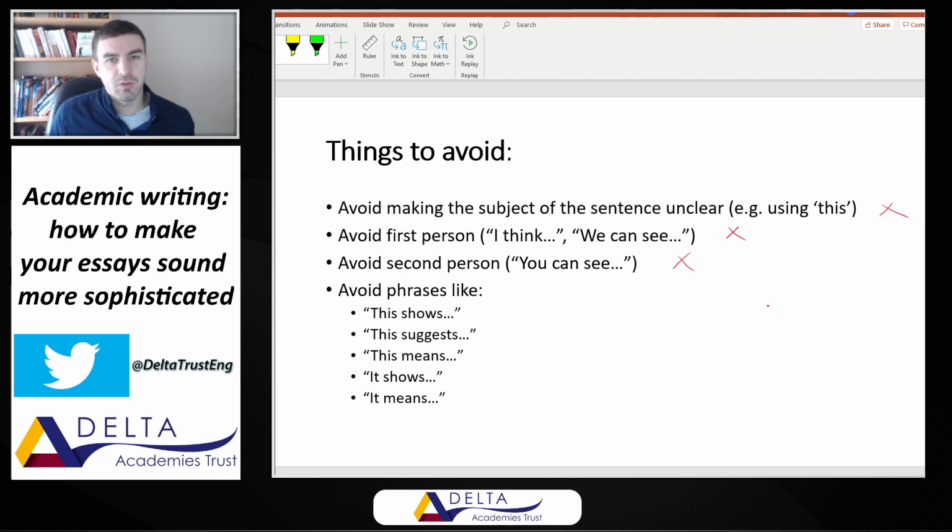And then here's some common stock phrases to avoid. The word this is really, really bad in an essay, so avoid this shows, avoid this suggests, avoid this means, and similar sort of thing with it. Because again, it is very imprecise. If you're saying the word it, you may as well just say the thing which the it is referring to, because it's a pronoun. Okay? So avoid all of these in your writing.